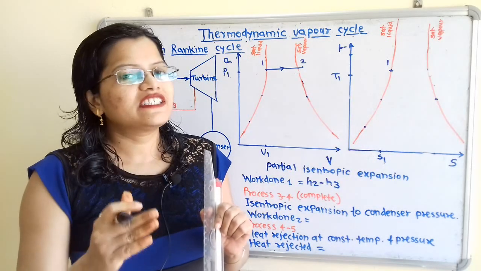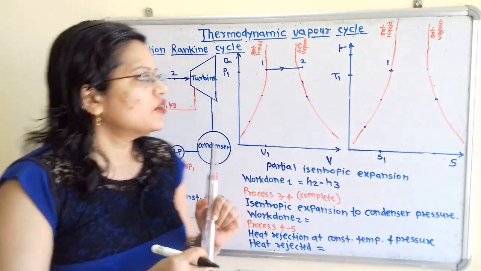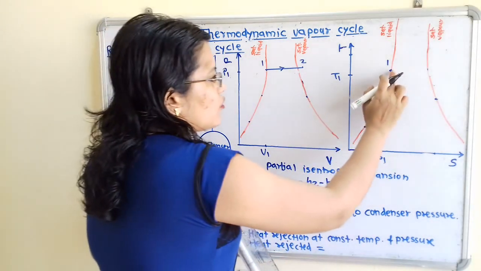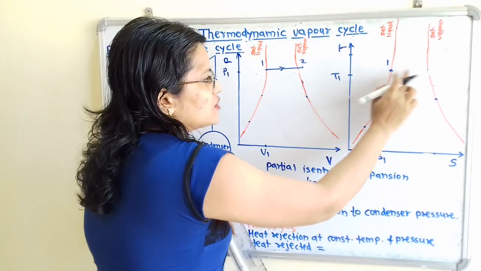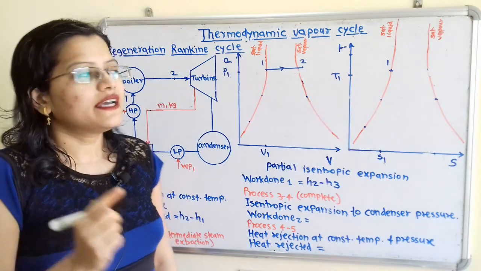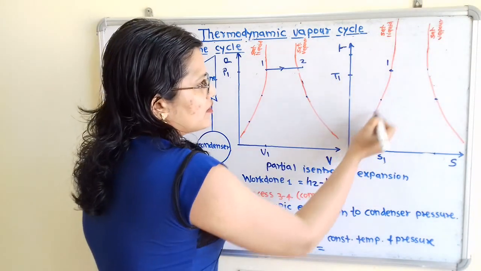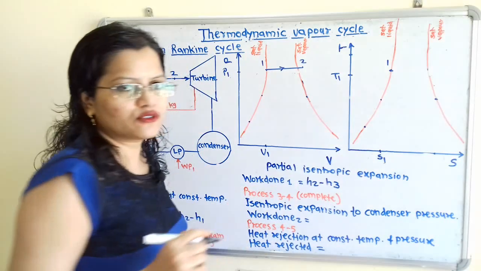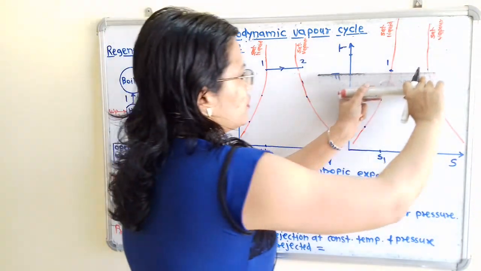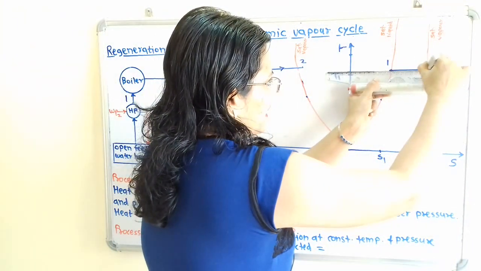So point 2 is for the superheated steam. This temperature will remain constant only up to the phase change process taking place. That means this saturated water is getting converted into saturated vapor. So I will show here a straight horizontal line.